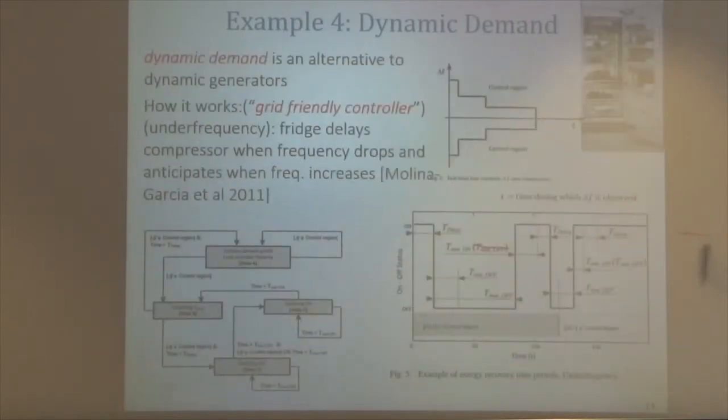Now, some people have proposed that the primary frequency response might be provided by appliances, for example, by fridges. Why fridges? Why are they the targets?